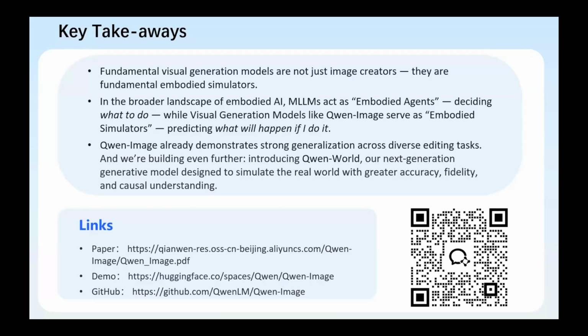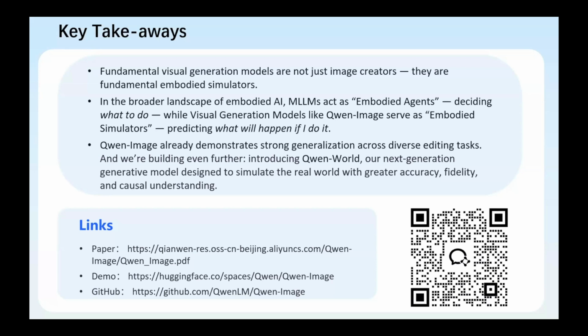The first one is: fundamental visual generation models are not just image creators. They are fundamental embodied simulators. They don't merely render pixels. They simulate how agents occupy space, interact with objects, and respond to environments, grounding vision in physical and social reality.